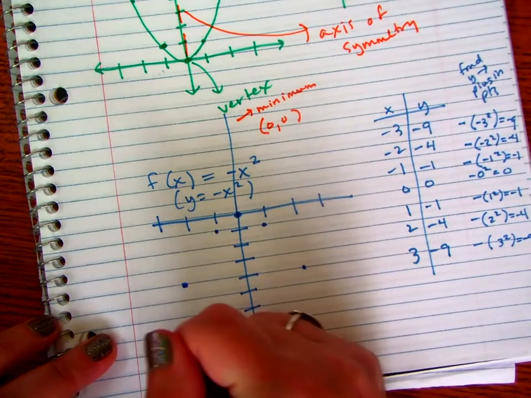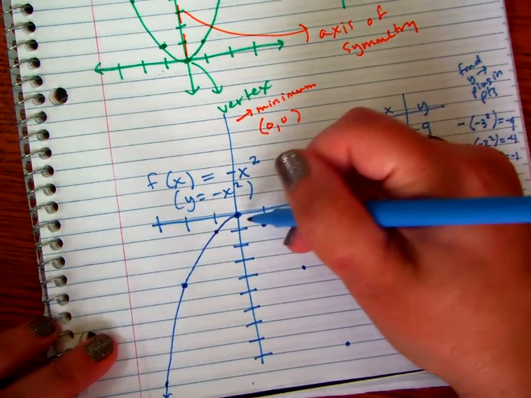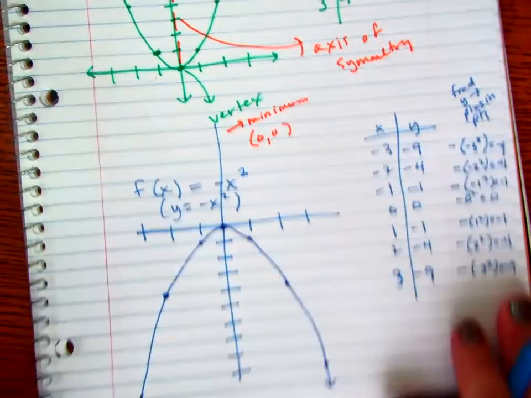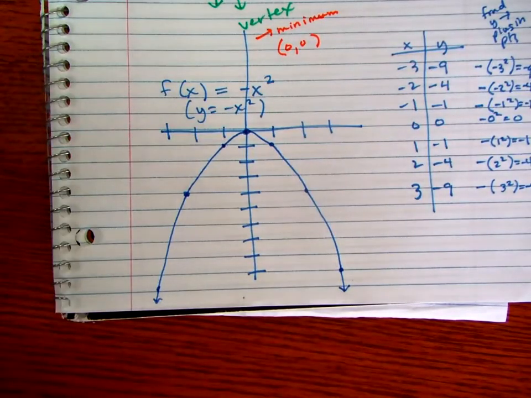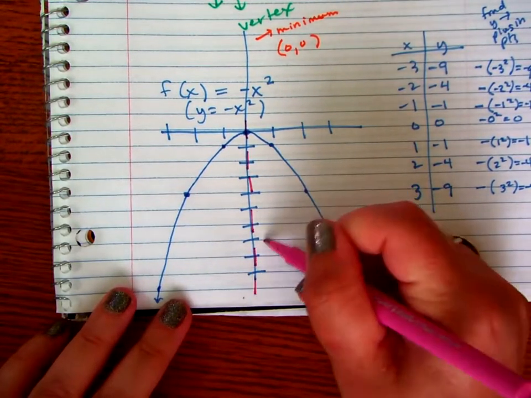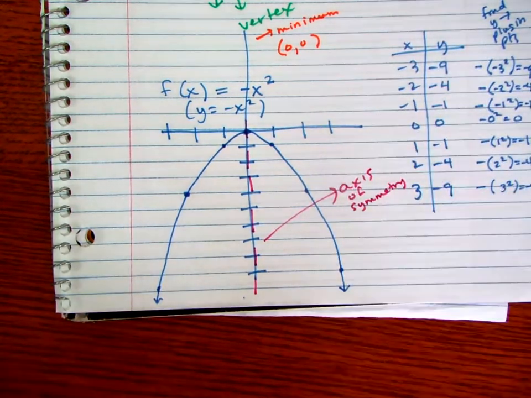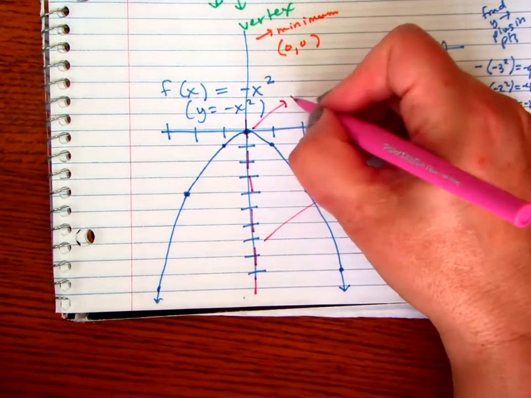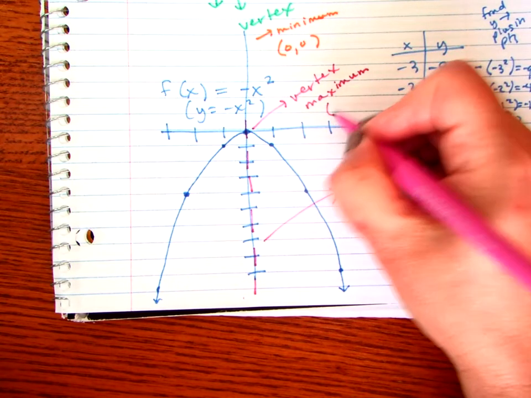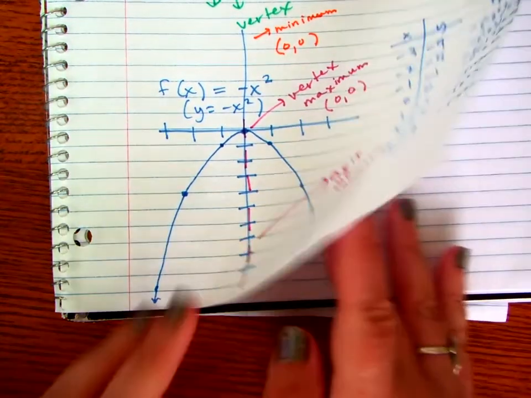This graph looks more like a downward facing U. In fact, they're called opening up and opening down. This one opens down, but again, it's symmetric across the axis of symmetry in the middle here. This vertex, in this case, is a maximum, and it also occurs at 0, 0.